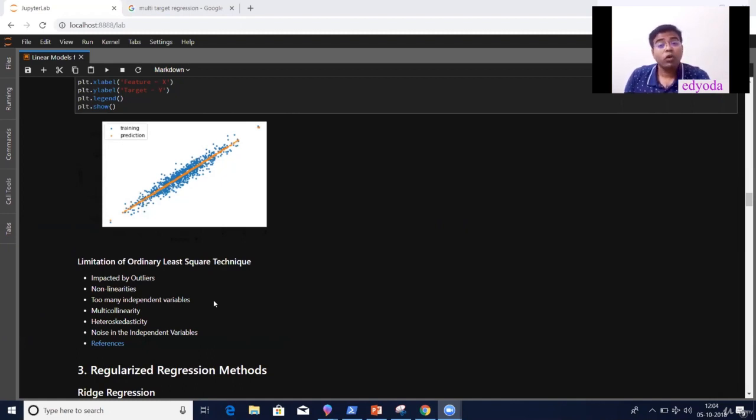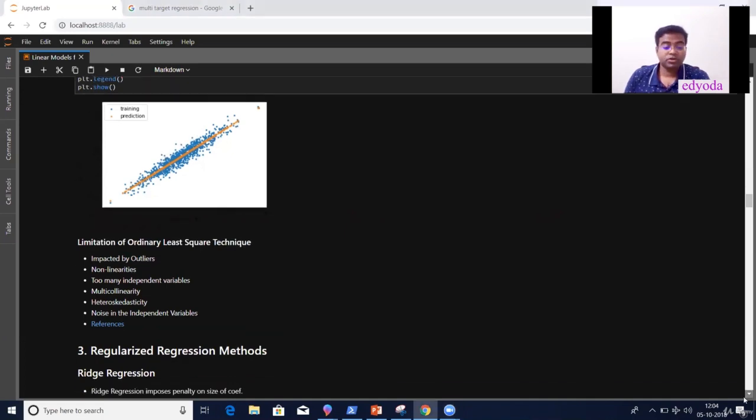Okay, multi-collinearity. The fundamental assumption that linear regression or the linear model has is that there is independence among the features, or the predictors, or the independent variables. Multi-collinearity is when there is a relationship between the features. Okay, let's proceed further.